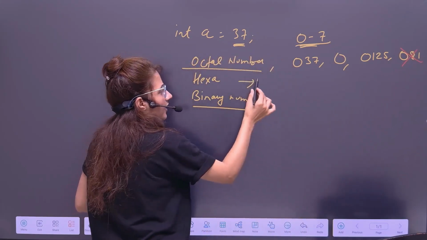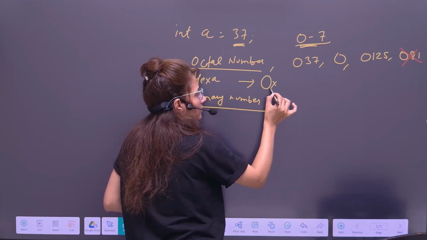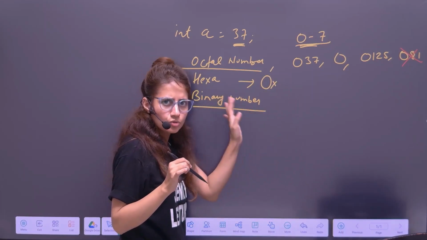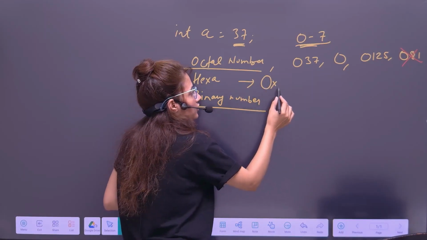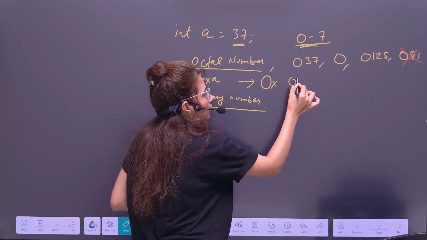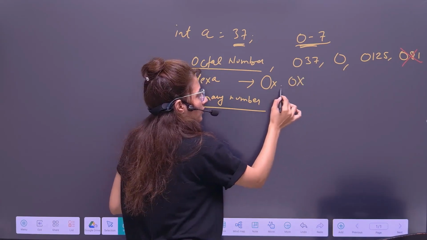Hexa is what? A hexa number will always start with 0x. This is more into the number system. If you want to skip, you can skip this. It starts with either 0x or 0 capital X. You can start with this.